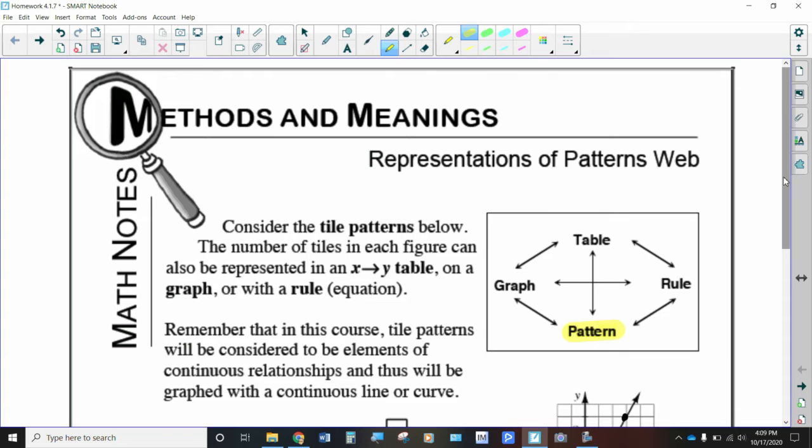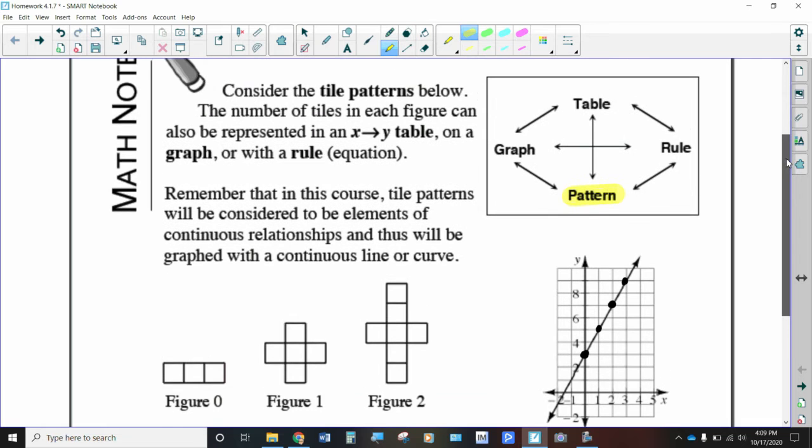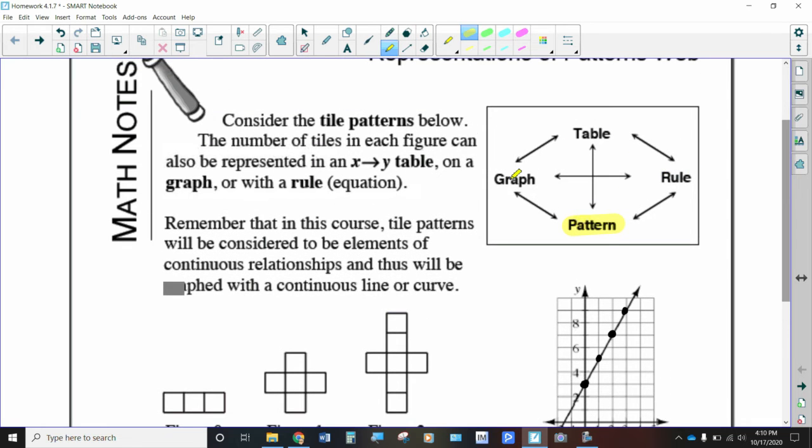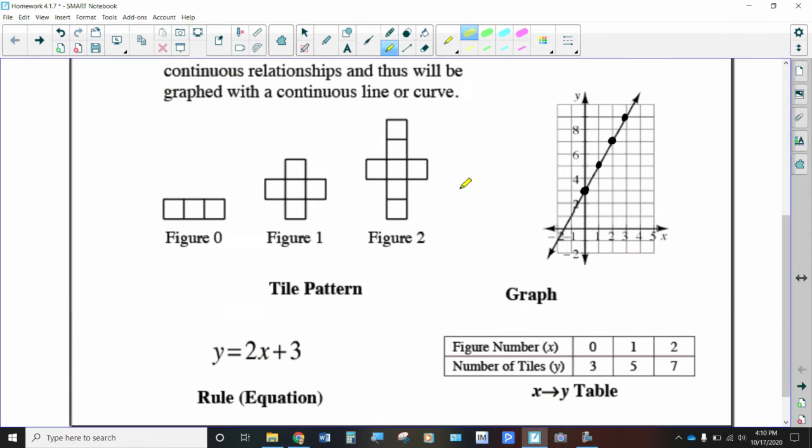We started off with patterns, like this tile pattern here, but eventually that becomes word problems. And then you can put information into a table from that pattern, or you can create a rule from the pattern, or you can create a graph, and you can go back and forth between these to help you better understand the situation, and then use all of this information to help you solve a problem.